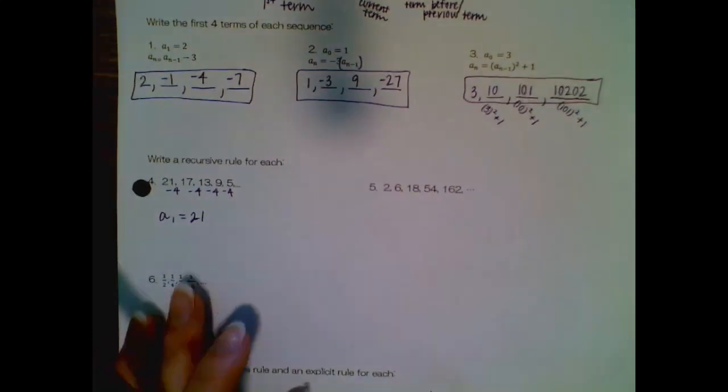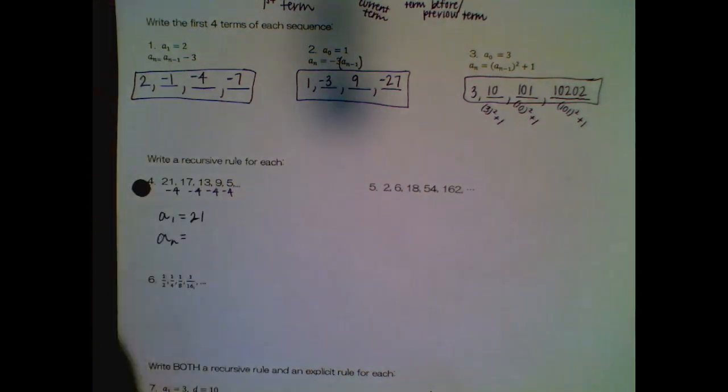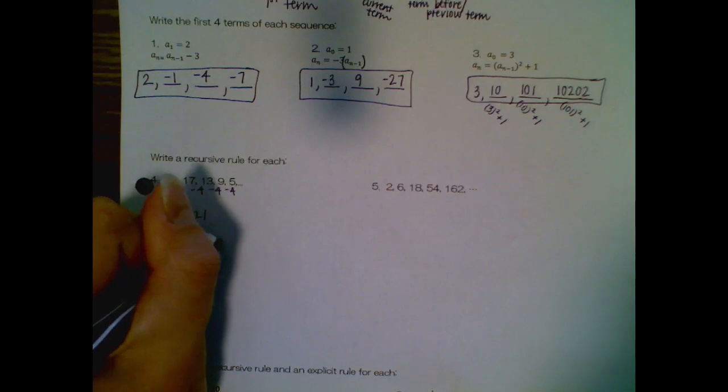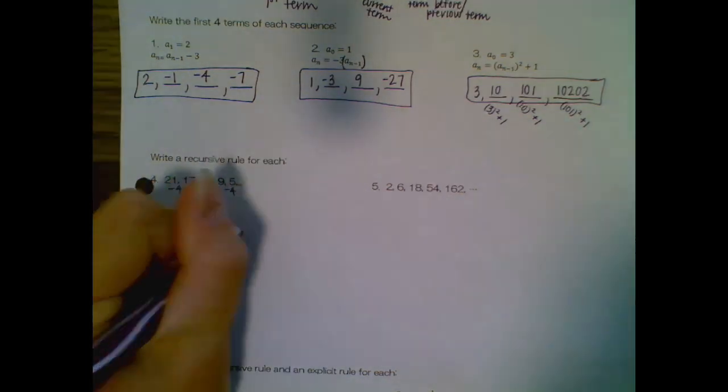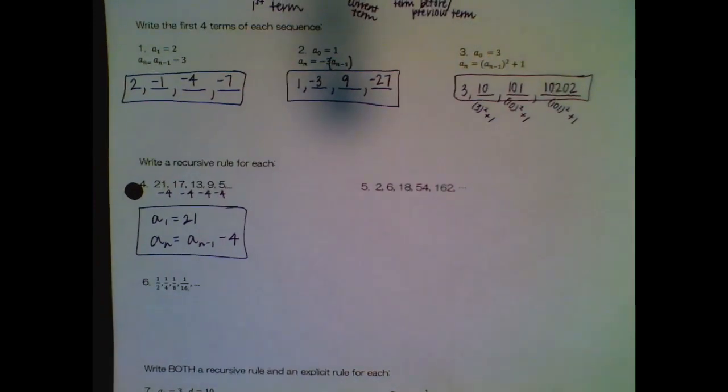So my a sub 1 is 21. That's the first part. You need both of these to write a recursive rule, okay? So that's my first part. And then, let's see here. A sub n is the previous term, so a sub n minus 1 minus 4. We're subtracting 4 from each previous term. And that's it. That's all you need.